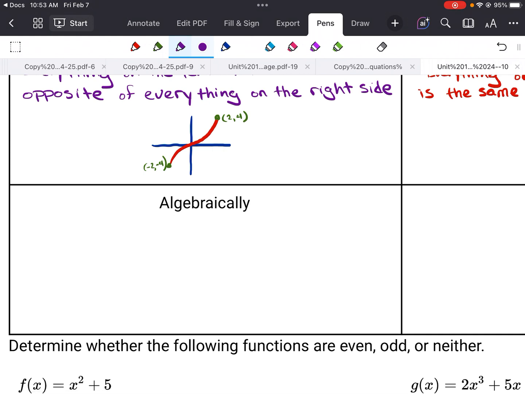Okay, algebraically, odd functions, if we were to plug in negative x, okay, so you pick a number, let's say again 2, plug in negative 2, you will get the opposite of what you would normally get in your function.